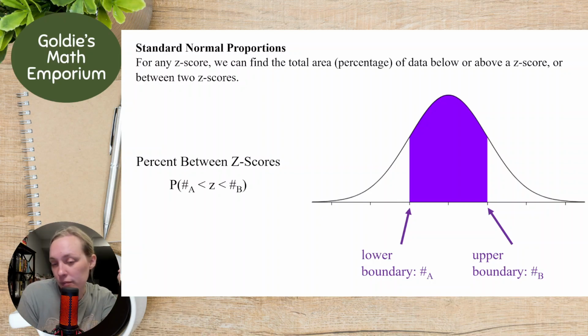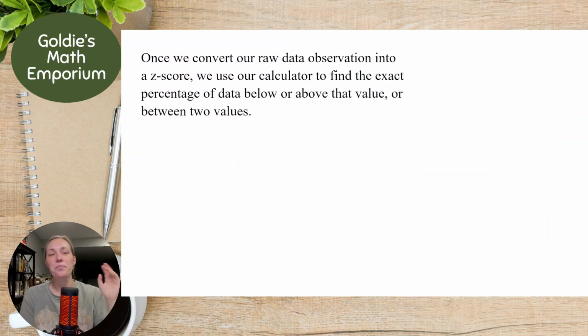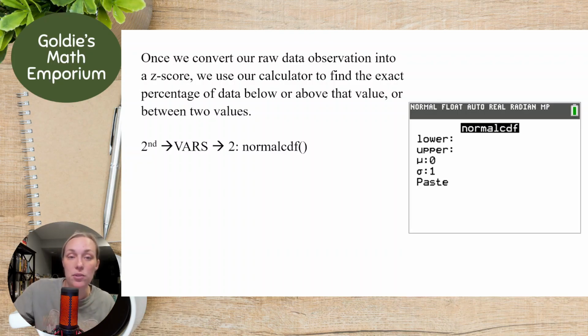Percentages, exciting stuff, right? Okay. So I say we can take any raw data, being any observation, any data set, test score, shoe size, heights, weights, etc. We can take any of them, convert it to a z-score, and then we're going to use our calculator to actually find the exact percentage of data below, above, or between these values, okay?